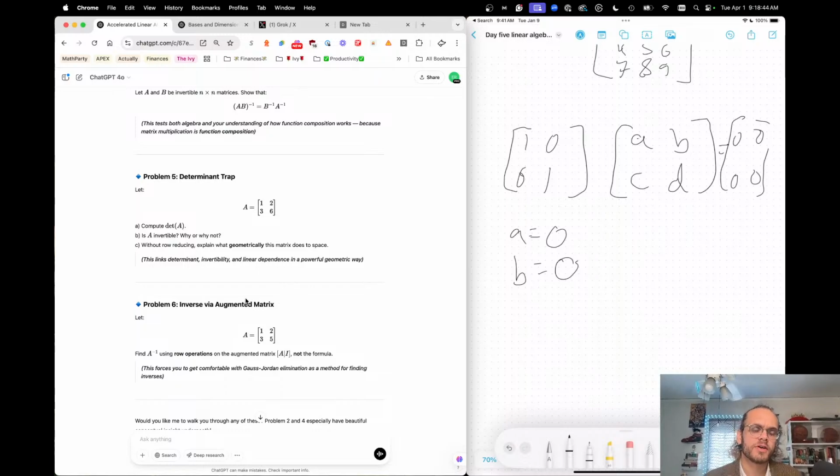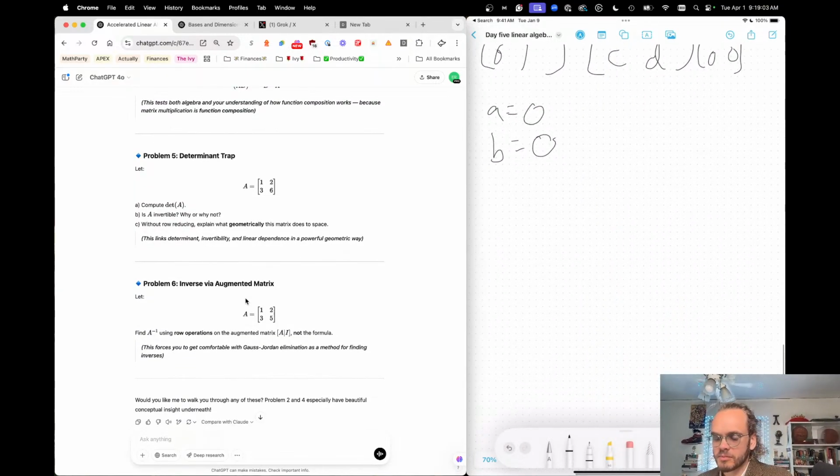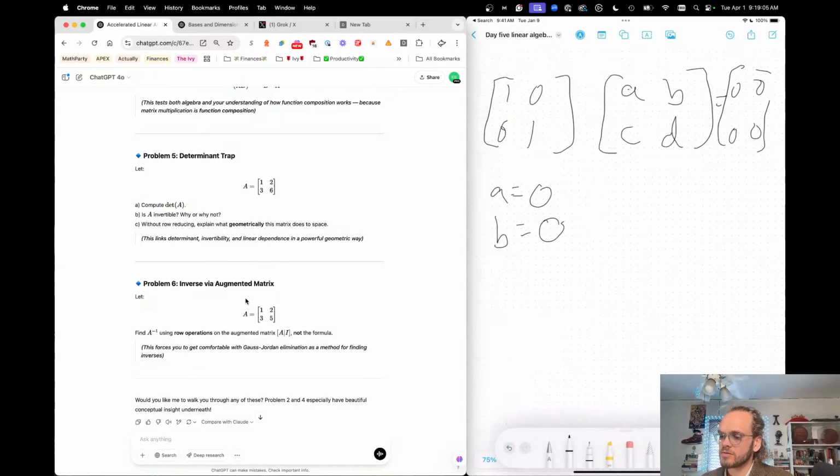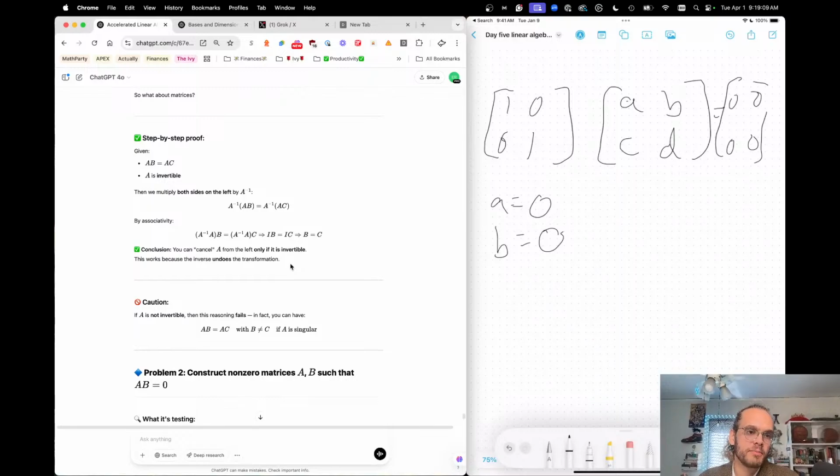And so inverse via augmented matrix here. Find the inverse using row operations on the augmented matrix. Oh, this is what I remember. Gauss-Jordan, yeah, this is the easier way to find the matrix. Not the easier, in my opinion, the better. So first I want to see, let's see what they do for problem 2. I don't want to waste time.